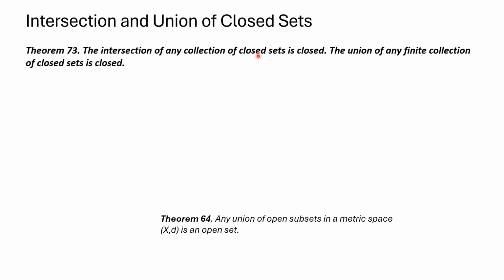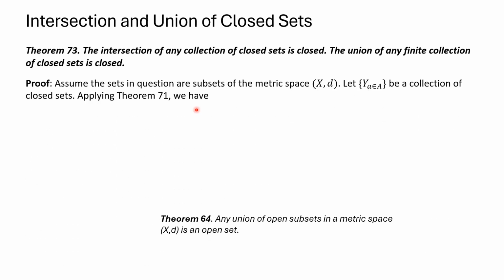The intersection of any collection of closed sets is closed. That would include infinite collections. And the union of any finite collection of closed sets is closed. If you recall from our last lesson on open sets, we had almost the opposite of this. And in fact, I need one of those theorems from the previous lesson, but I wrote it down here. Any union of open sets is an open set. And then we had the other theorem saying any finite intersection of open sets is open. So the roles of open and closed and union and intersection are shifted here for closed sets.